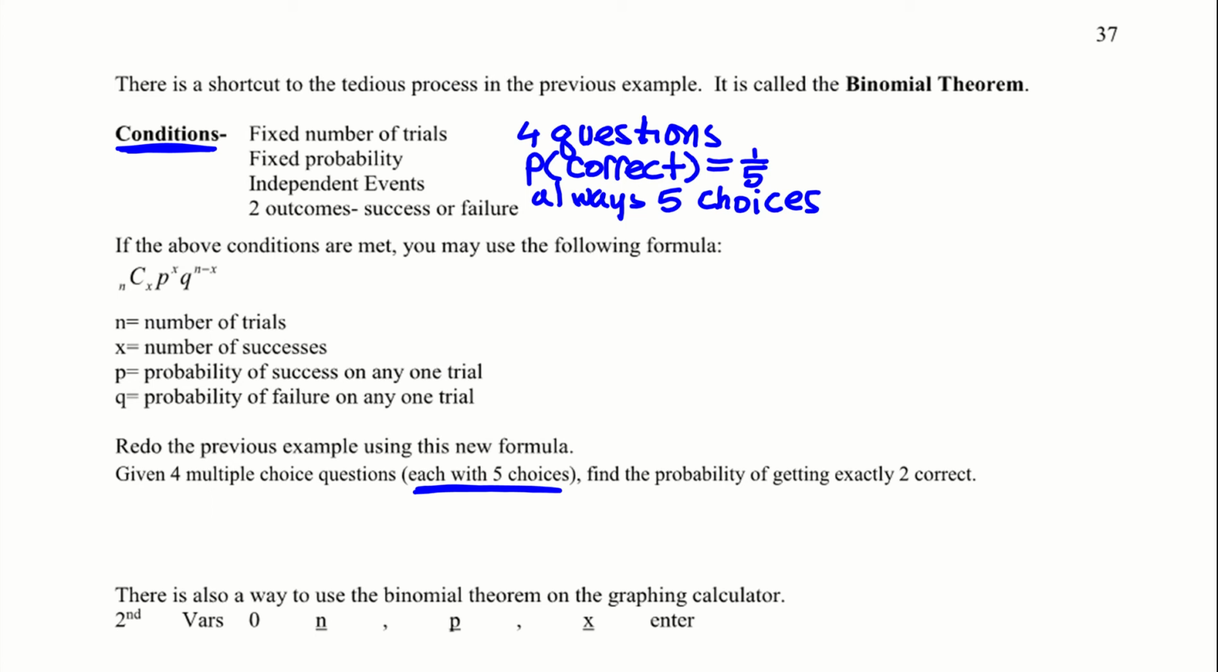Franklin. Two outcomes, success or failure. I think that part is obvious. It's either right or wrong.